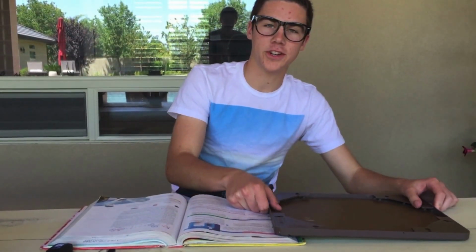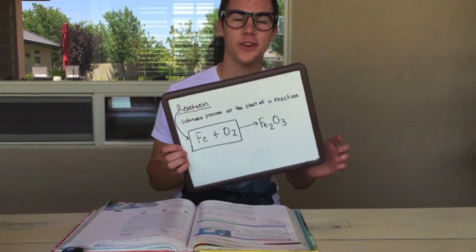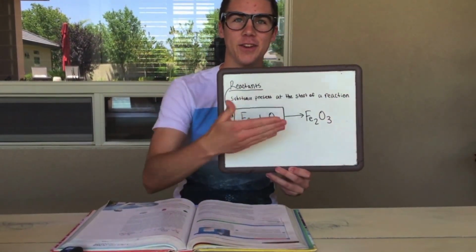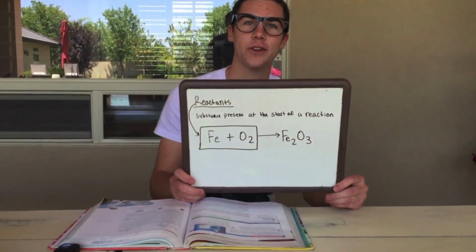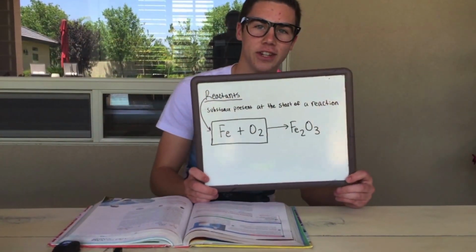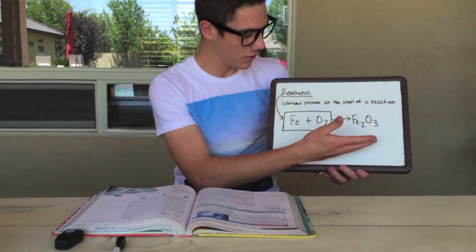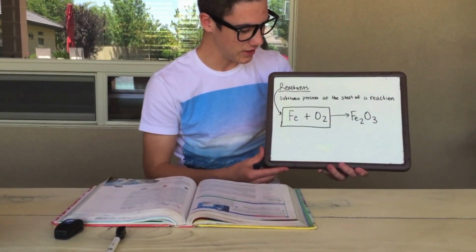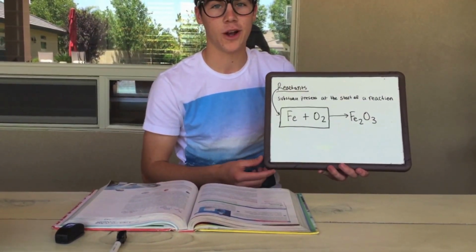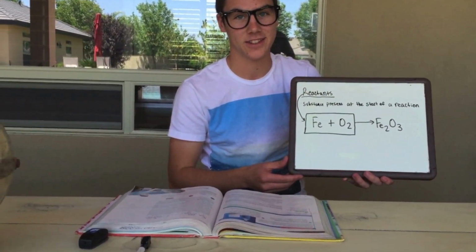Step 2 in our journey is first learning where to start. We're going to begin with reactants. The substance present at the start of a reaction would be the definition of reactants. In this unbalanced equation here, Fe plus O2 would be the beginning of our problem solving, otherwise known as reactants.